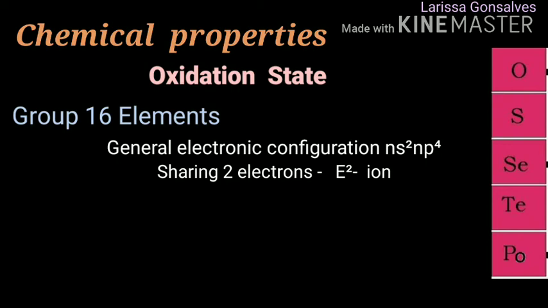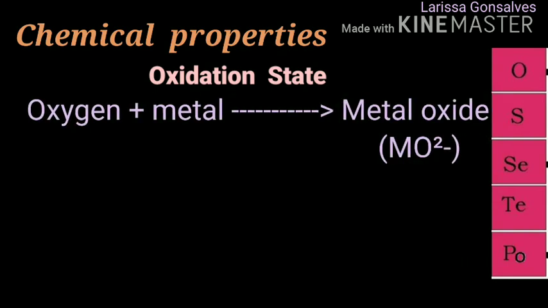We are aware that oxygen is the most electronegative element after fluorine. So the difference between the electronegativities of oxygen and other metals is very high. When oxygen and metal combine, it forms metal oxide, and here the oxygen attains the O2- form. 2- means it is accepting 2 electrons, and hence the minus sign, and the oxidation state is -2.